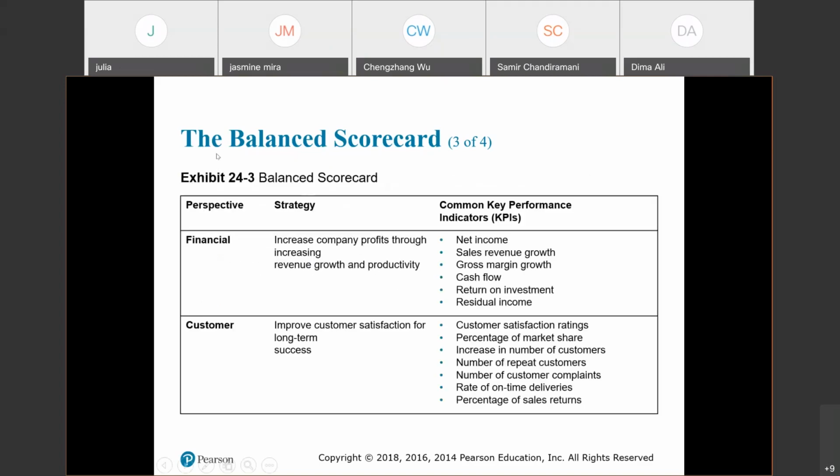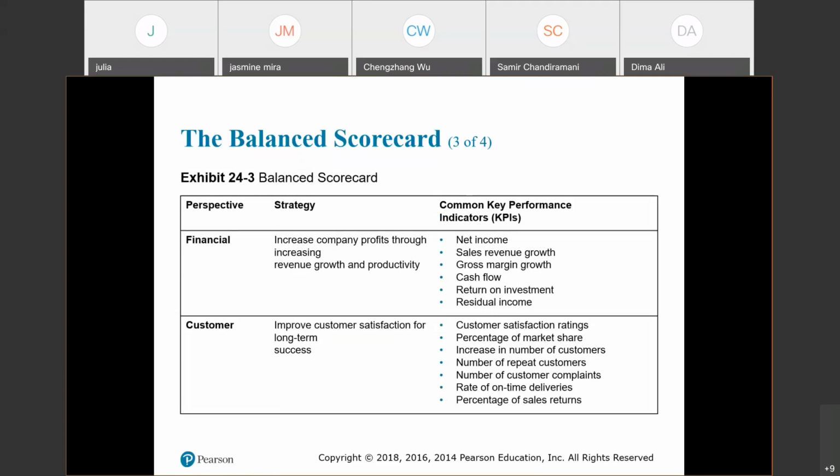So I will show these slides, showing the summary of the balanced scorecard and giving examples of KPIs for each perspective. With this slide and the next slide, I will explain each perspective one by one.